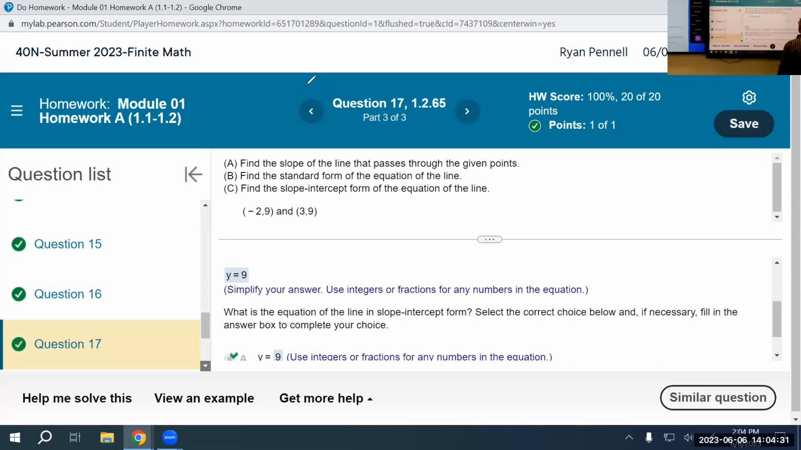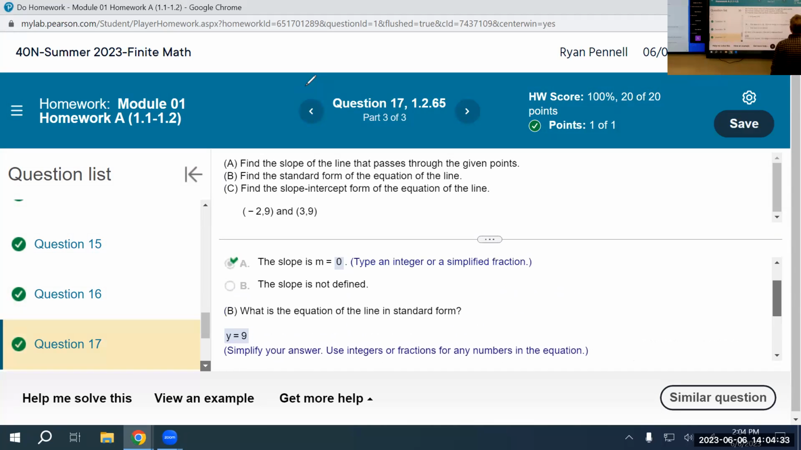Just a similar idea, but a bit trickier. So we want to find the slope of a line that passes through the given points, find the standard form of the equation of the line, and find the slope intercept form of the equation of the line. Well, I'll just tell you right now that equation, we can find y equals mx plus b.